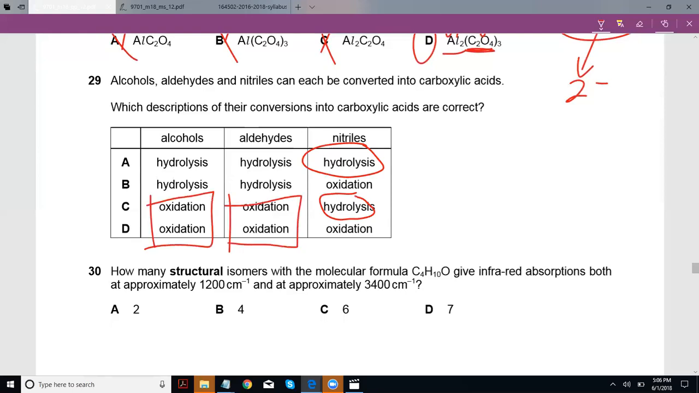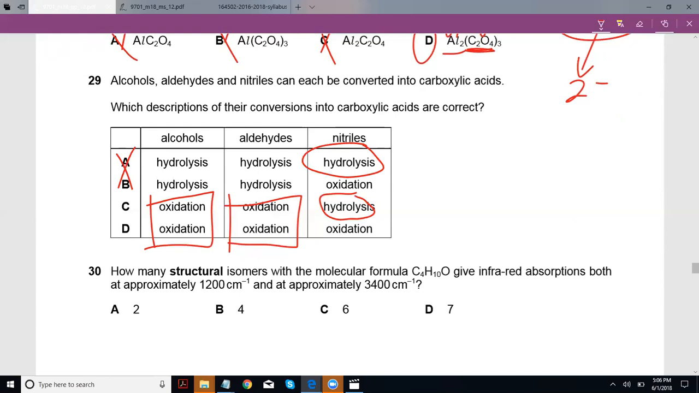That should be kind of obvious, because you add oxidizing agents. You add chromate or potassium or KMnO4 to alcohols and aldehydes, and you reflux, and that gives you carboxylic acids. So obviously these two will be oxidation. You can cross this out.